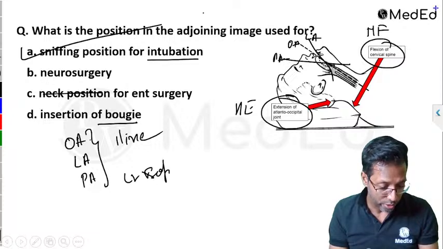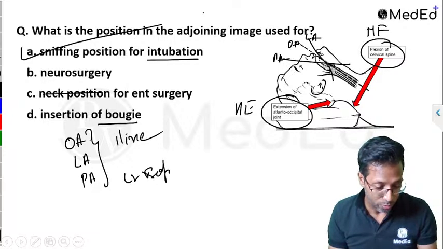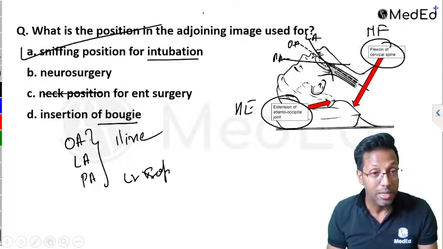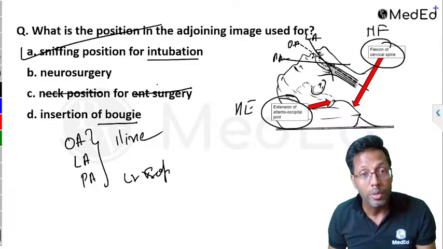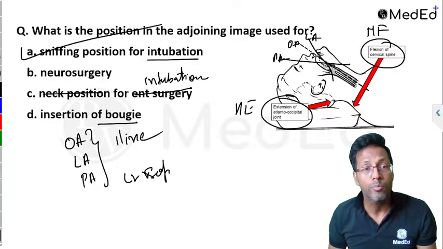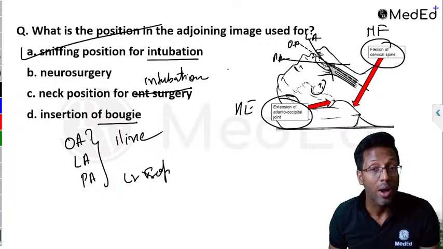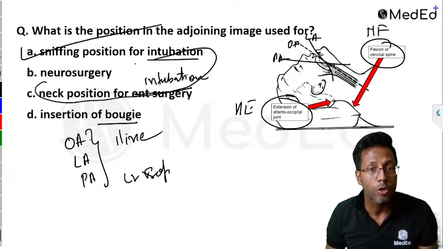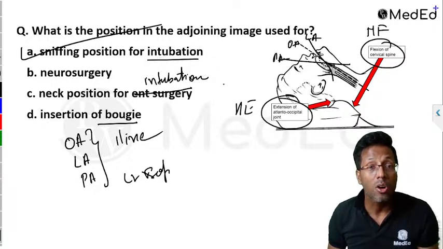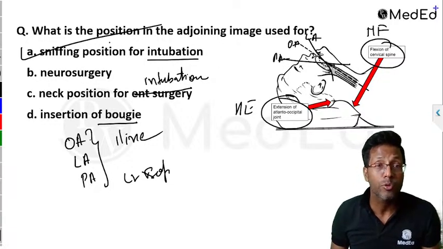So Dr. SLI says, sniffing position for intubation, neurosurgery, neck position, insertion of bougie. So Dr. SLI is correct. So neck position for intubation. These are the four options. So guys, if it is neck position, it's not necessarily only a neck position. Why? Some people might say that if this was the option, neck position for intubation, sir, why is this not correct? Because sniffing position is not just the neck position.